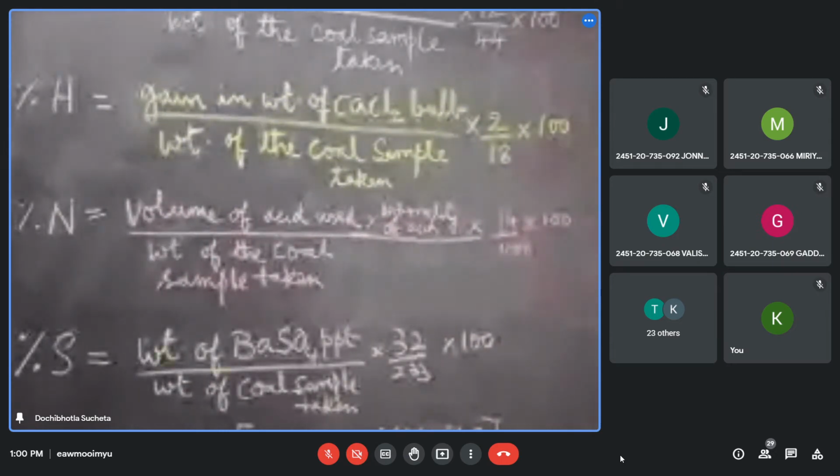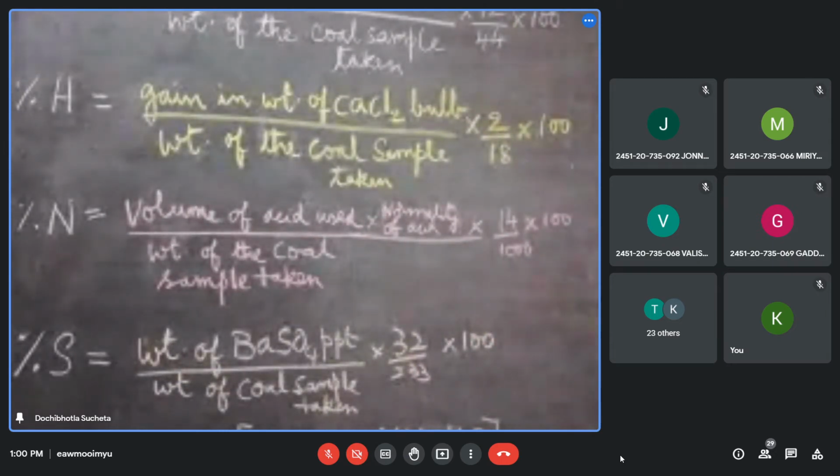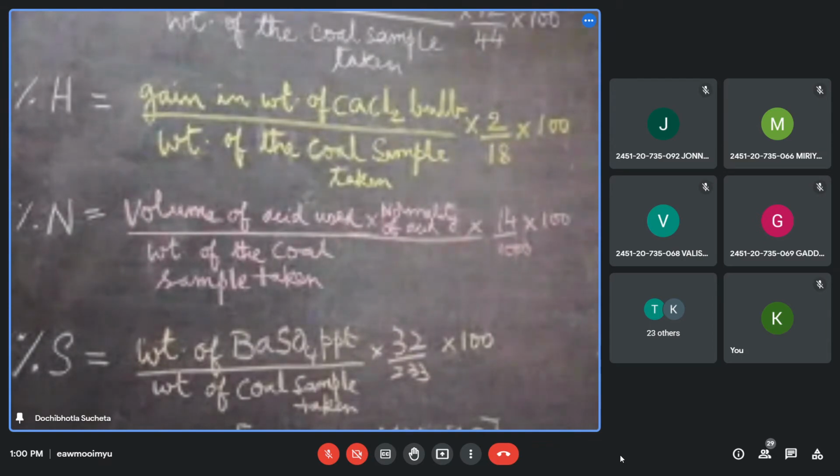Okay. Now, any doubts, please raise your hands. Important. Kjeldahl's method. It's already studied in your intermediate.